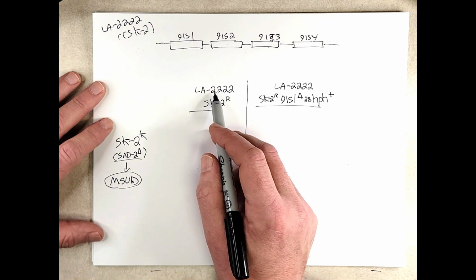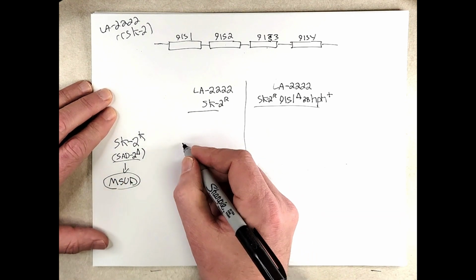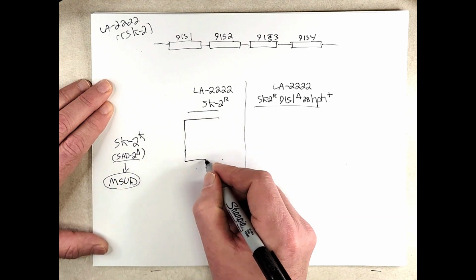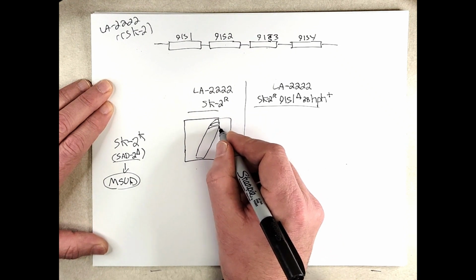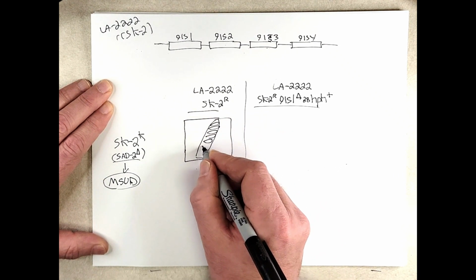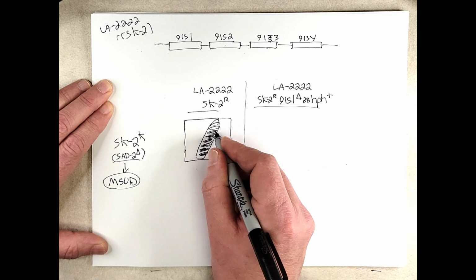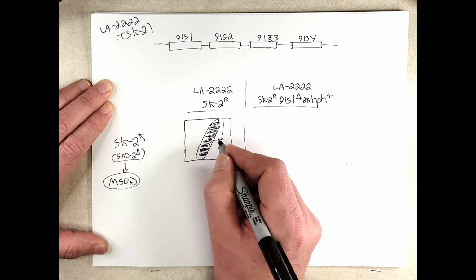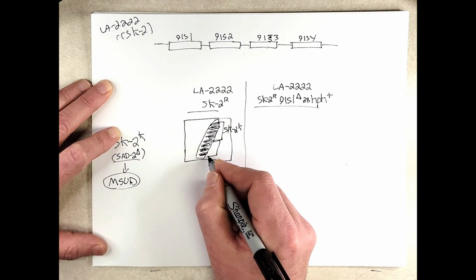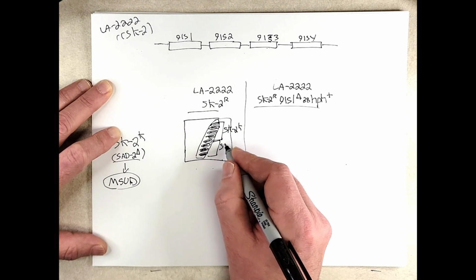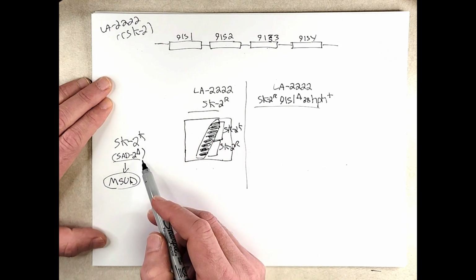Okay, so when LA2222 is crossed to the SK2K strain, what we get is the expected asci with 8 black ascospores. And half of the ascospores have the SK2K genotype, and the other half have the SK2R genotype. Okay, that's what we expected. That's our control cross.